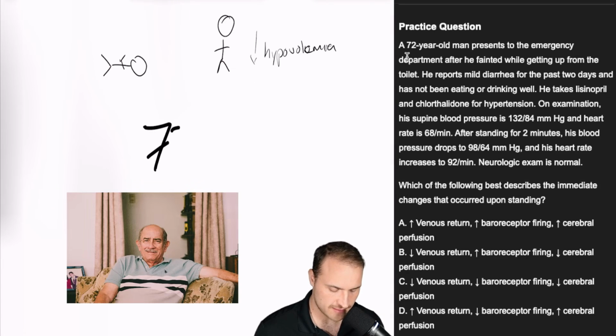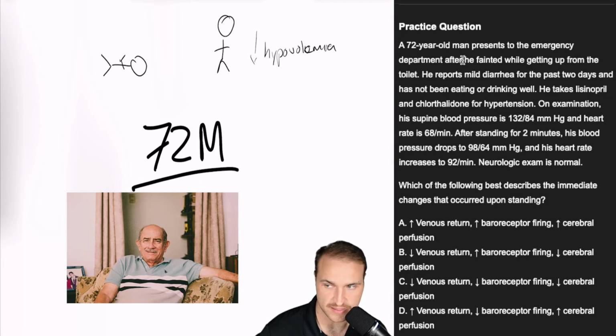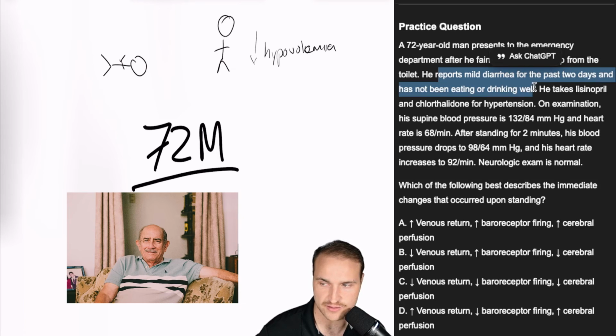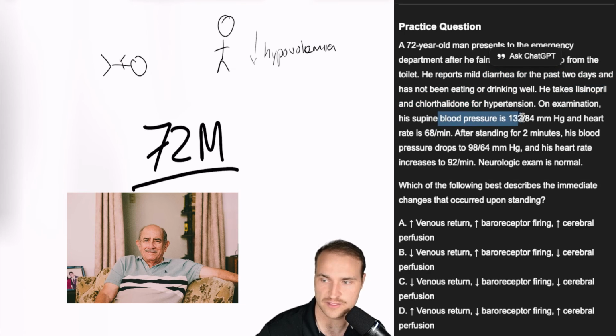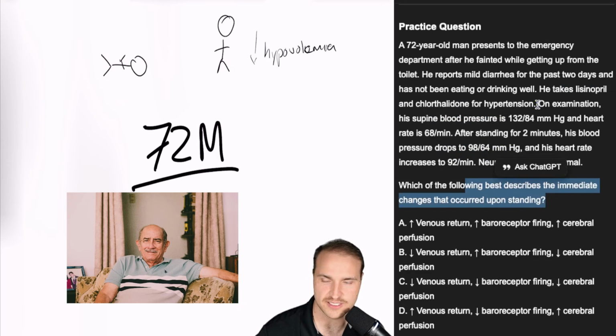Here we have a 72-year-old male who presents to the emergency department because he fainted while getting up from the toilet. He's got mild diarrhea for the past 2 days, not been eating and drinking. Well, he takes lisinopril and chlorthalidone for hypertension. Supine blood pressure is 132. After standing 2 minutes, his blood pressure drops to 98. What describes the immediate changes that occur when you're standing up?